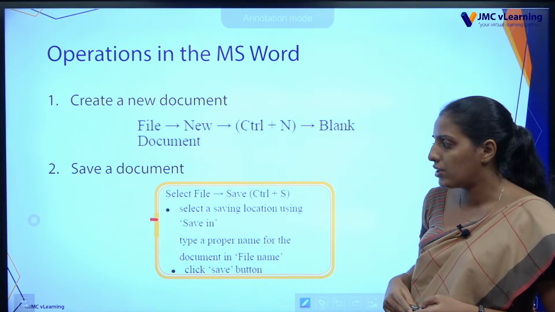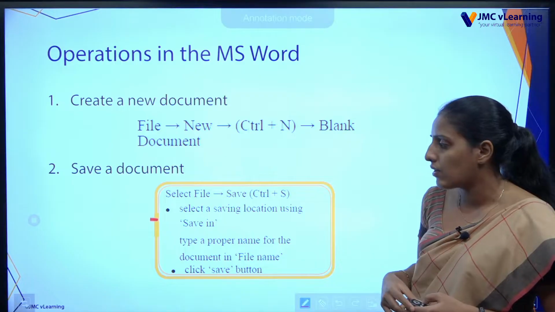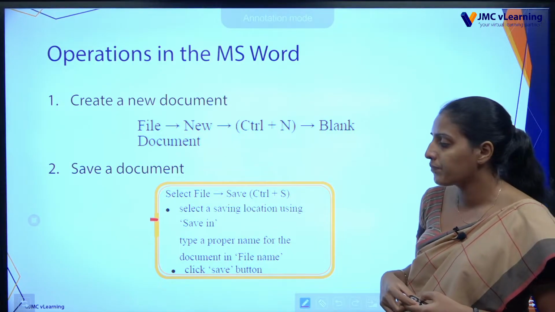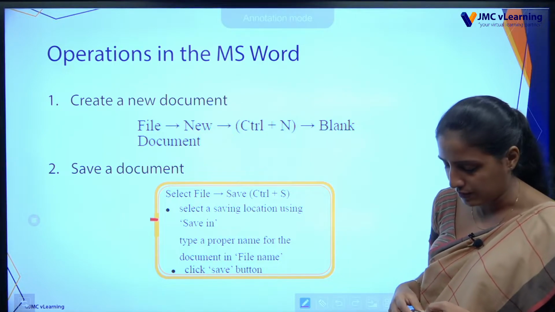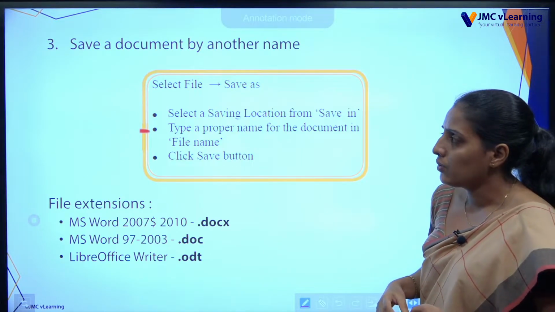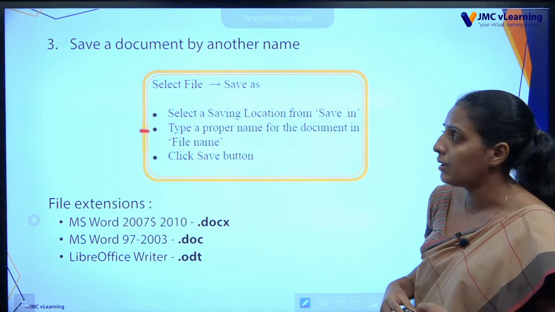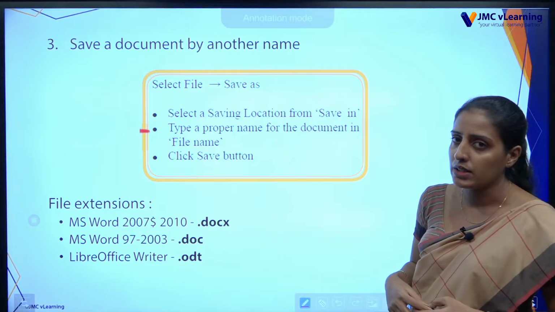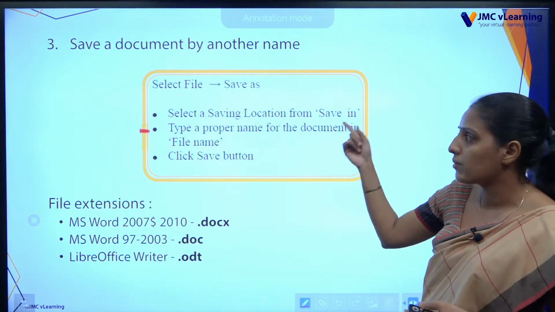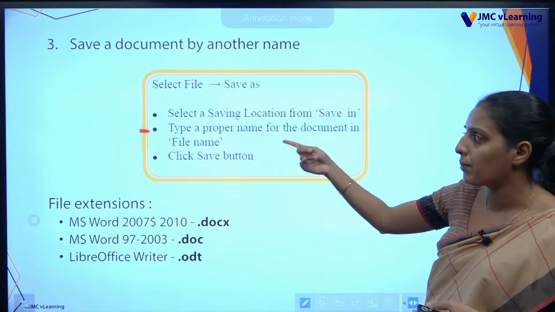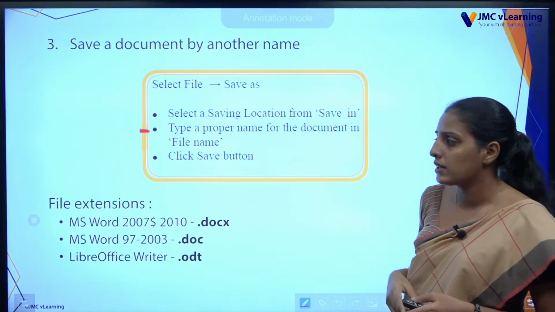If you want to save a document, you have to select File, Save. Select the save location using Save In, then type a proper name for the document, then click Save. Now to save a document with another name, select File, then select the Save As option. Select the location from Save In again, type a proper name for the document in file name and click the save button.